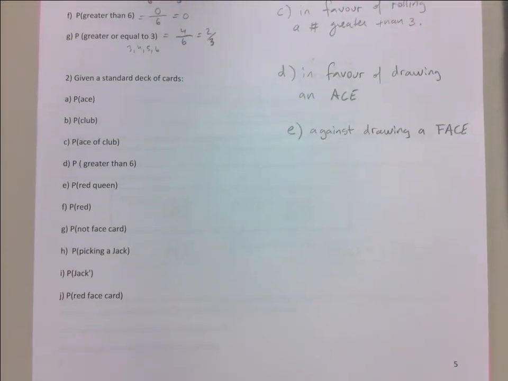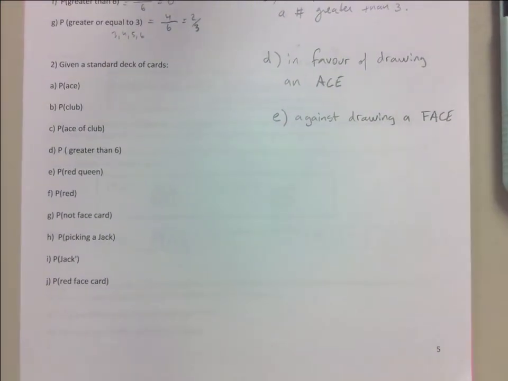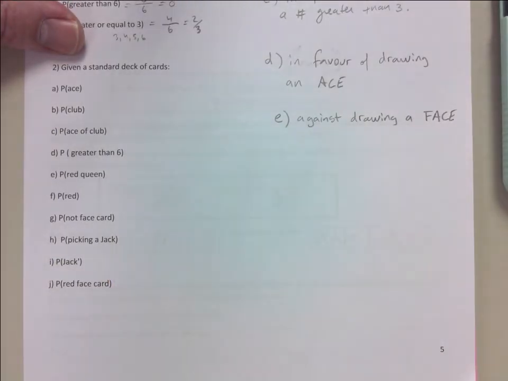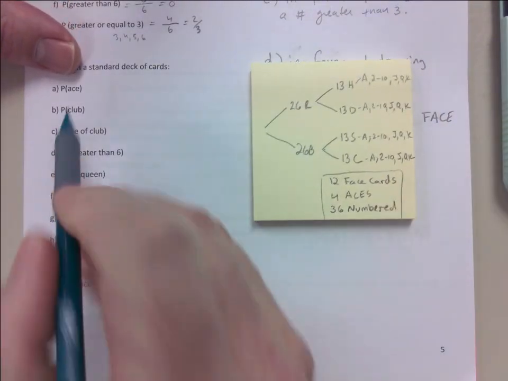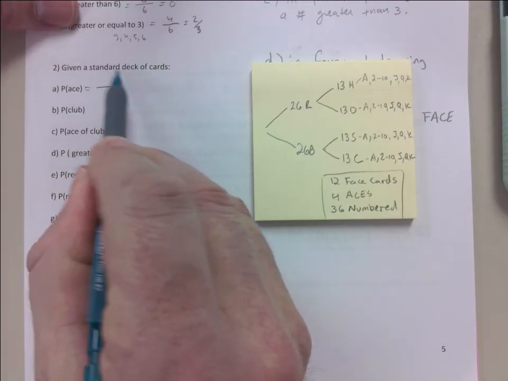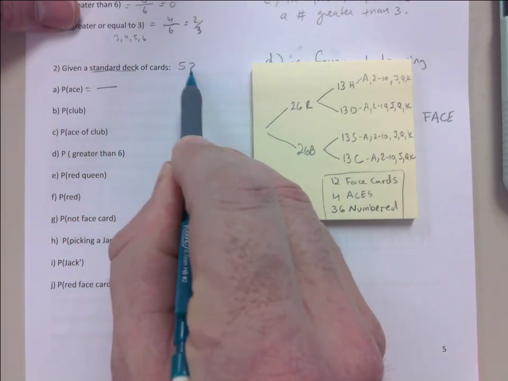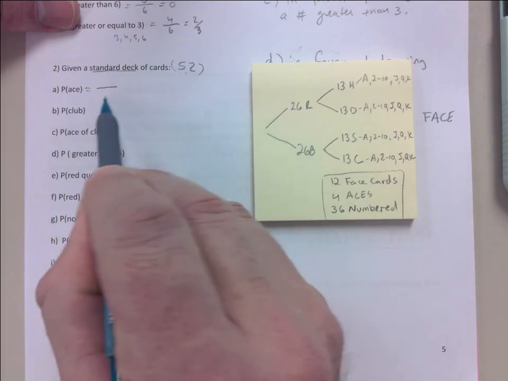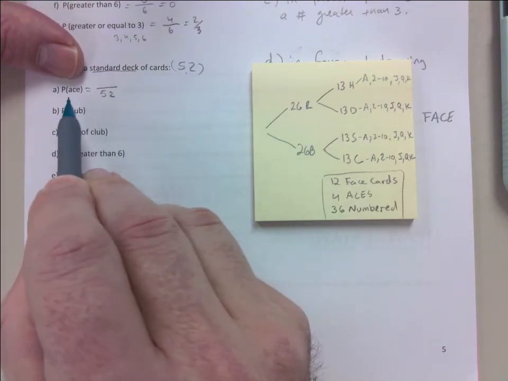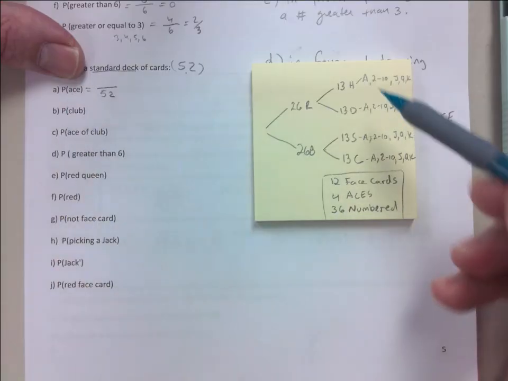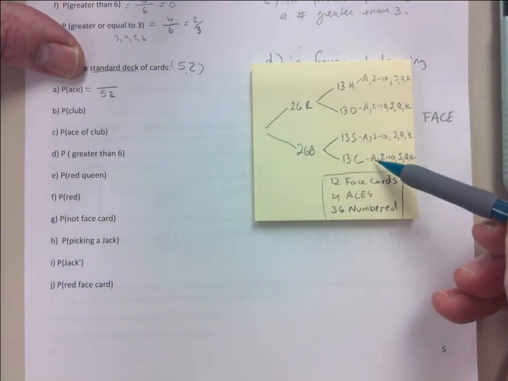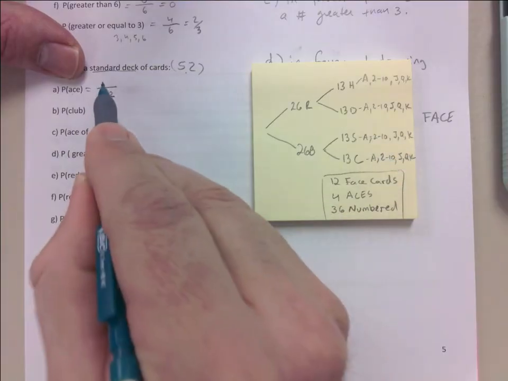All right. Given a standard deck of cards, probability of an ace. Because it's a standard deck of cards, 52 is my total, for sure. So 52. What's the probability of drawing an ace? I look at my cheat sheet here. I've got 4 aces. Okay, 4.